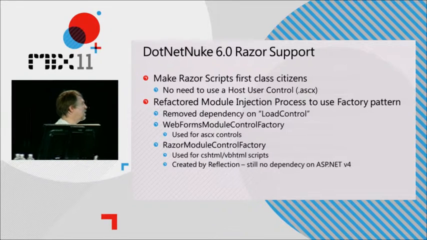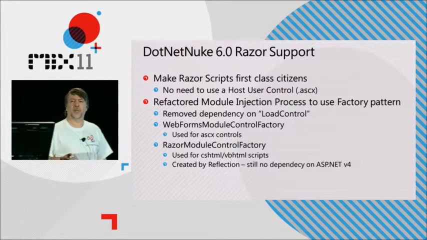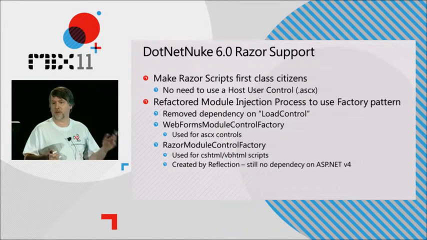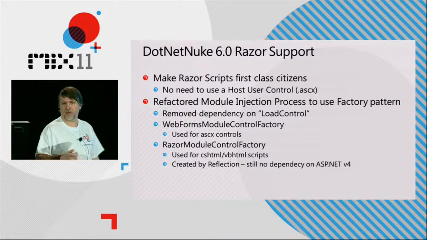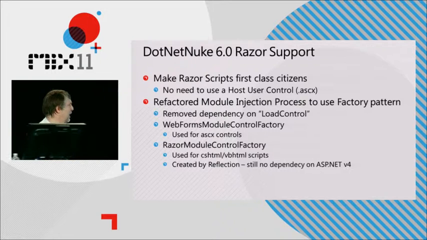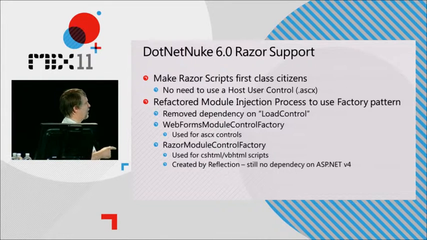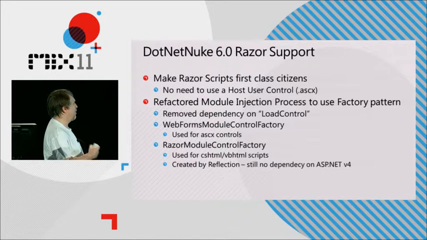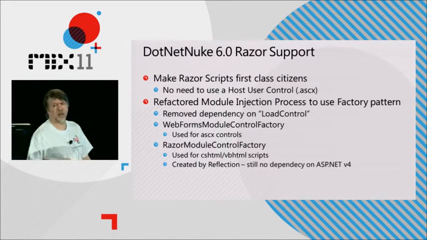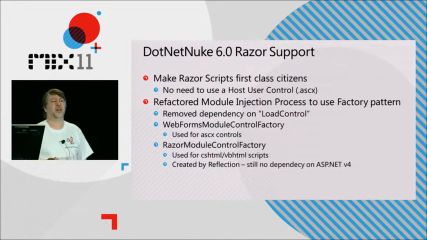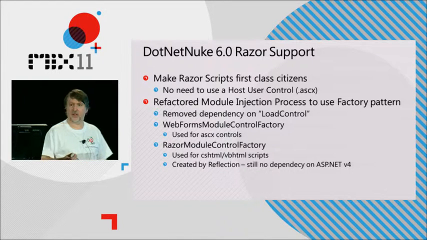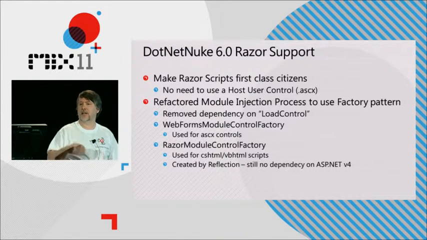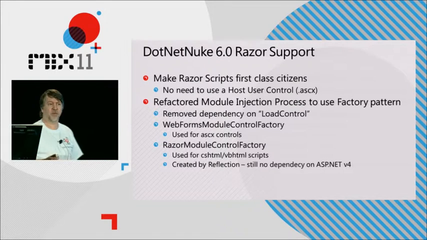And it still uses a host, but it's a web control, it's a server control, it's just part of the assembly. You don't have to worry about shipping an ASCX file around. Now, the Razor module control factory still requires .NET 4. So the way we got around that is we fire that up by reflection. We just pass in the type name as a string, so we don't take a dependency directly on any .NET 4 pieces.